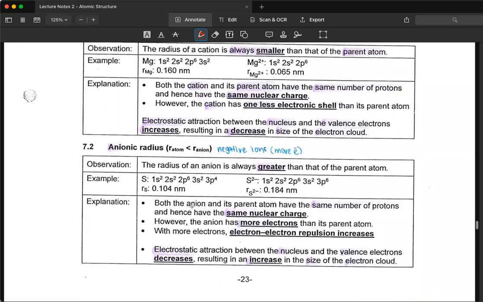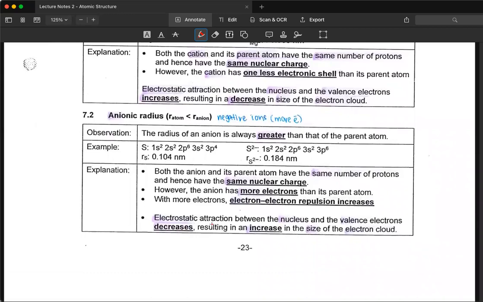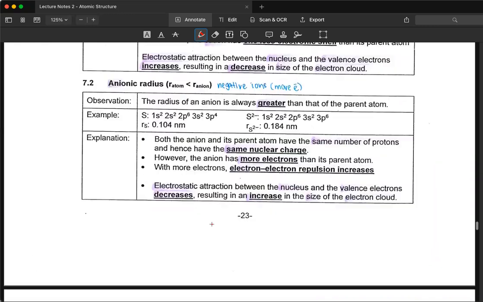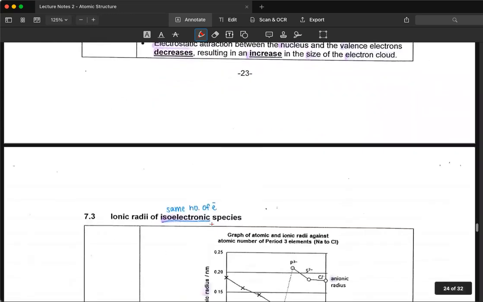Why? Both the anion and the parent atom have the same number of protons, hence they have the same nuclear charge. However, the anion has more electrons. So with more electrons, there is more repulsion between the electrons. With that, the electrostatic attraction between the nucleus and the valence electron will decrease because of the repulsion. So it results in an increase in the size of the electron cloud.